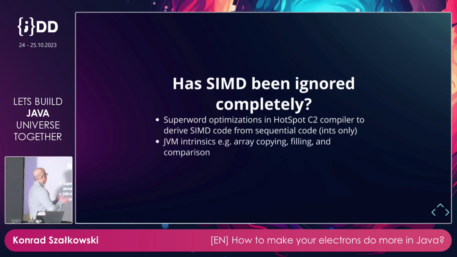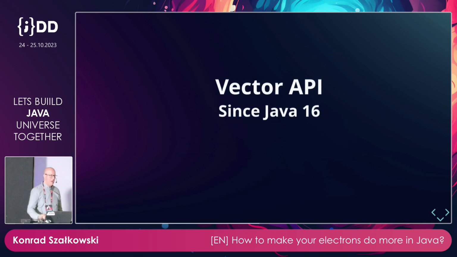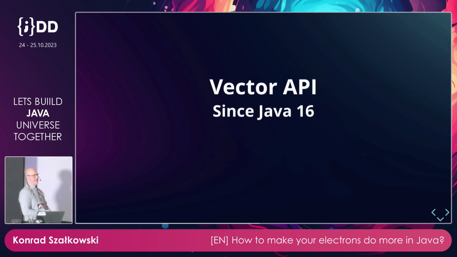Moreover, there are JVM intrinsics. Array copying, array filling, comparison of arrays, they are all done within the JVM, and most of the time they are compiled to SIMD instructions in your machine code. But it was like this till Java 16. In Java 16, we got a first preview of the Vector API, which debuted like a month ago in Java 21 as an official part of Project Panama, which was released to the public.